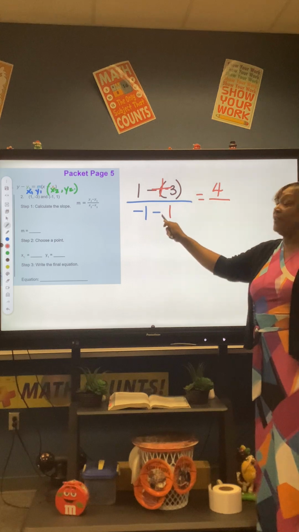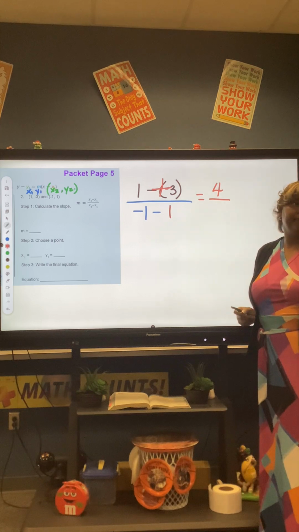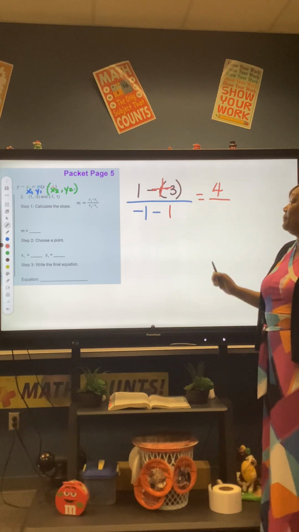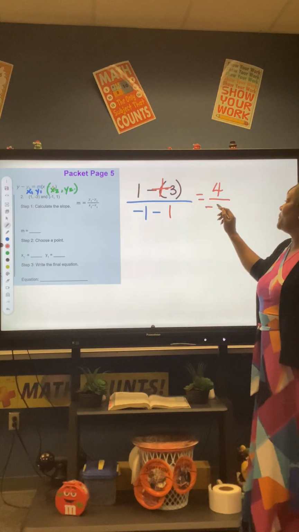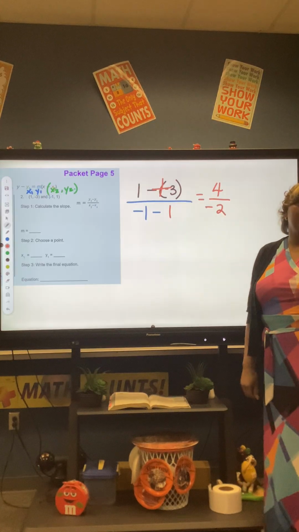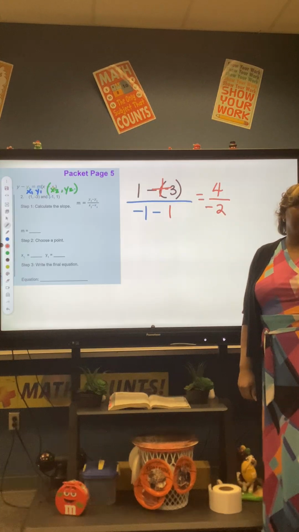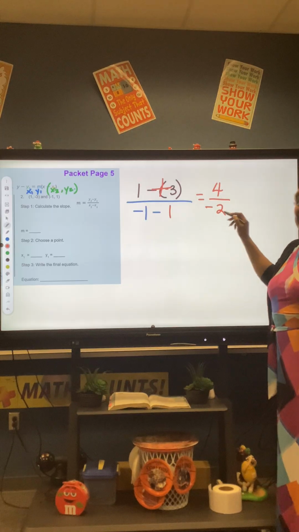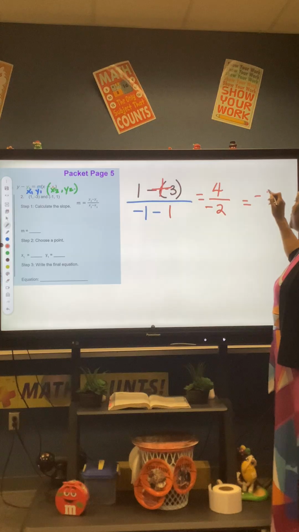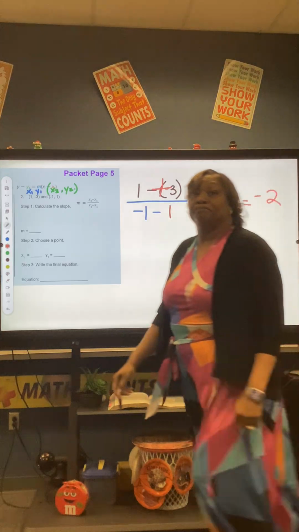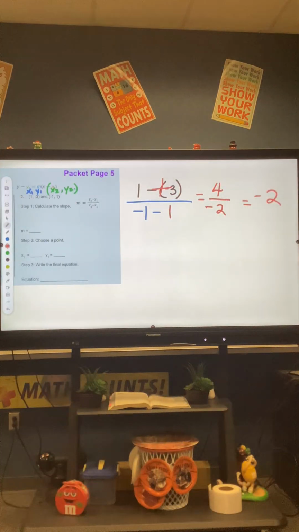A -1 minus 1 should be a -2. 4 divided by a -2 should give you a -2 as a slope. Give me a thumbs up if you got that right, because I saw some 2/3 and 1/3 and a couple other things.